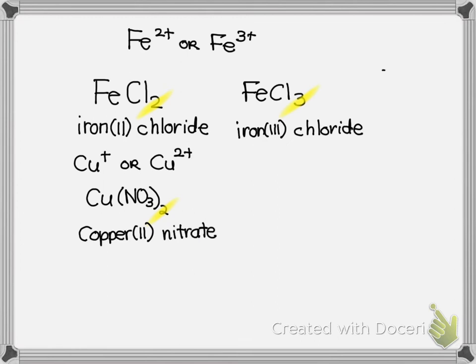So remember, the Roman numeral is not telling you how many you use, it's telling you what the charge is. In this step, it's like you're reversing the crossover method. You're using what the metal is with to figure out what its charge must be. Now I have one more.